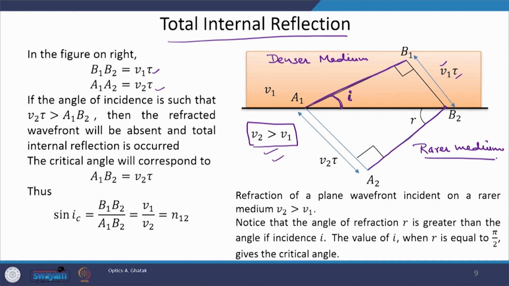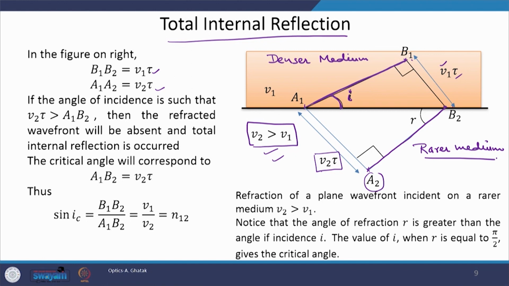Now, in time tau B1 reaches B2, and during this time A1 will reach A2. The new position of A1 would be A2, and what would be the distance A1A2? This distance would be equal to V2 into tau, and since V2 is larger than V1, V2 tau would be larger than V1 tau, or A1A2 would be larger than B1B2.